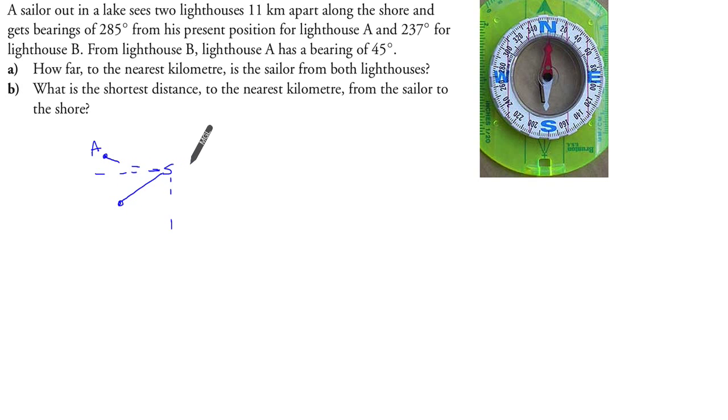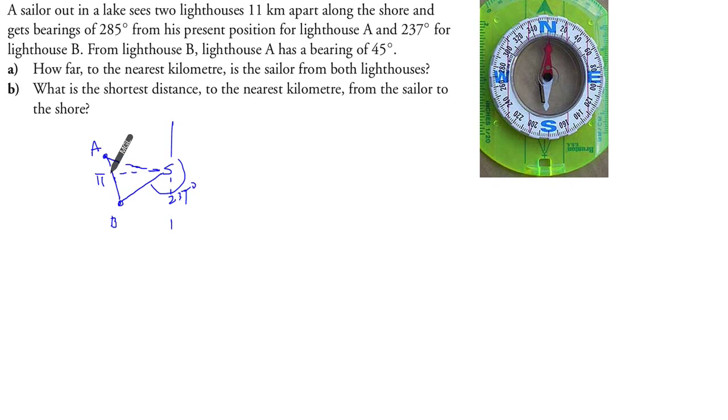Okay, so this rotation here is 237, and this rotation is 285. And the distance between these two, okay, is 11. And from lighthouse B to lighthouse A, there's a bearing of 45.